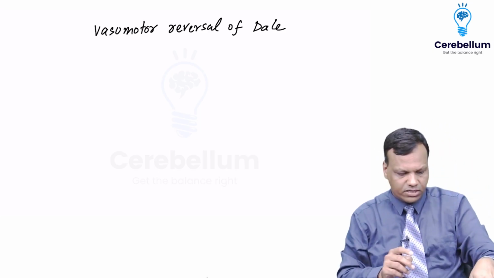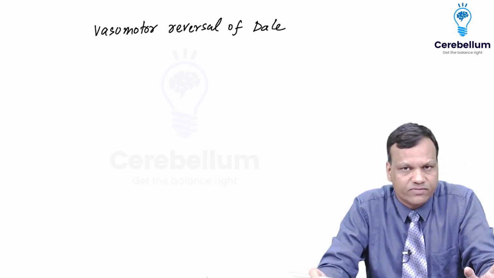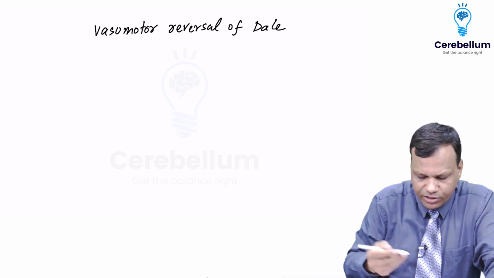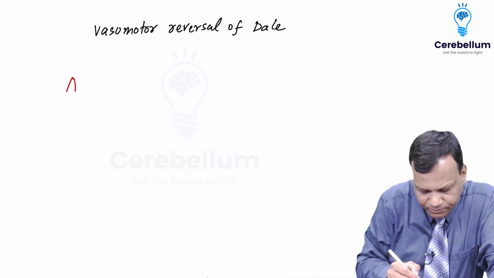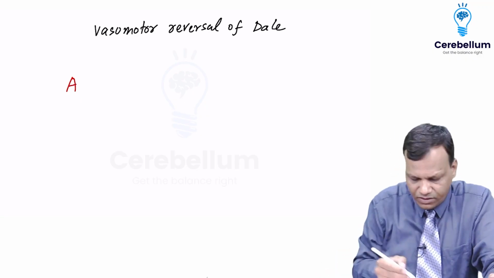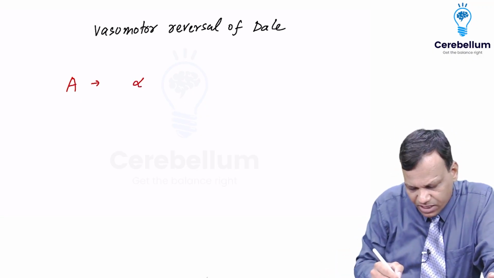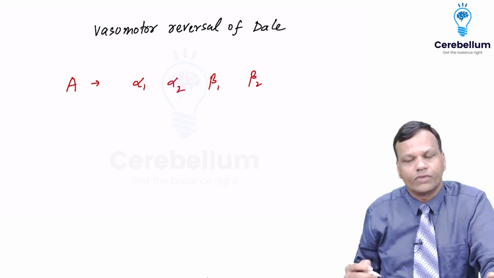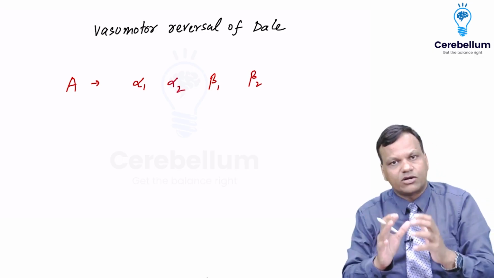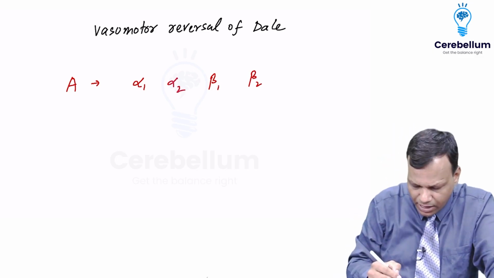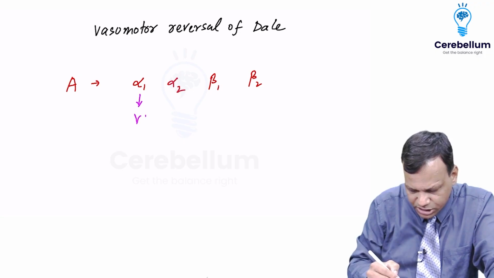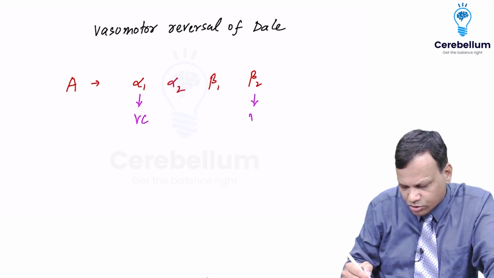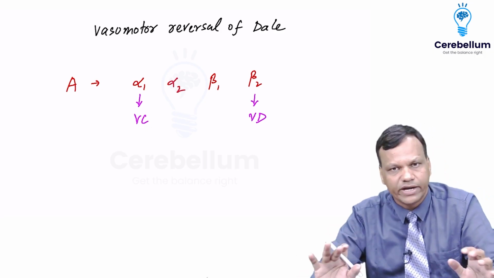Vasomotor reversal of Dale. Now, to understand this phenomenon, first of all, we need to know one important thing. Adrenaline acts on which receptors? We remember it acts on all: alpha 1, alpha 2, beta 1, beta 2. And which receptors are present on the blood vessels? We know alpha 1, which causes vasoconstriction, and beta 2, which causes vasodilation. This we have already discussed.